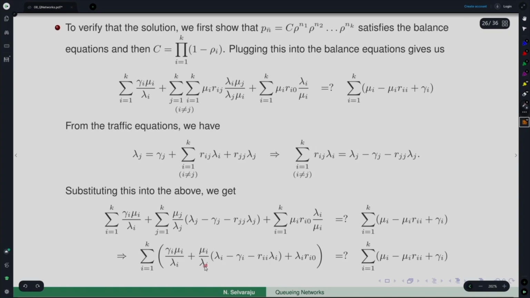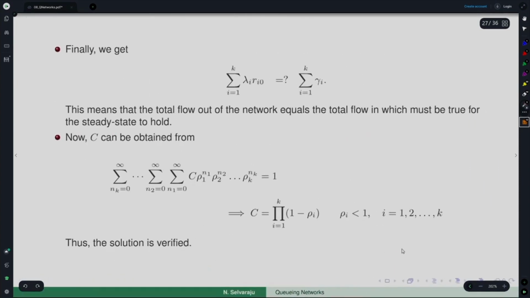So, this is mu I by lambda I, gamma I mu I by lambda I, there is a plus, this is minus, this term also will go, Rii lambda I. So, there is one here mu I, so lambda I will go, this is mu I r I I minus, so here also minus. So, this term also will get cancelled with this. You will be left with only this term on the left hand side and only this term on the right side. That means finally we will get this as the expression. Now, if this is true, that means the solution satisfies the balance equation.